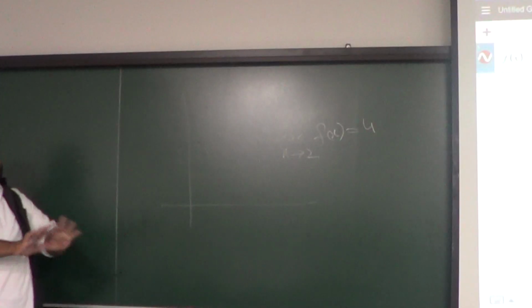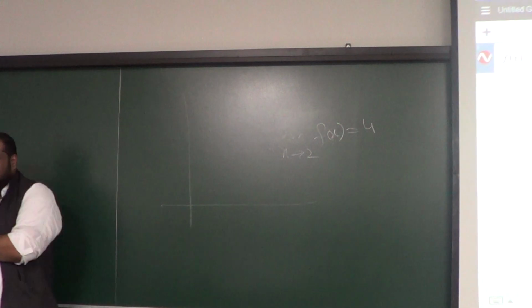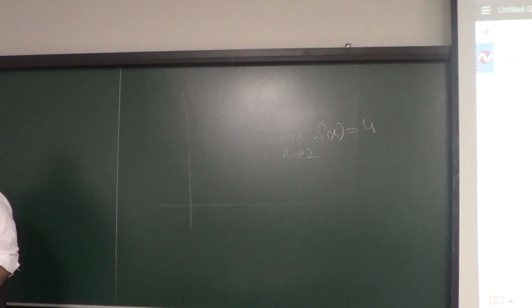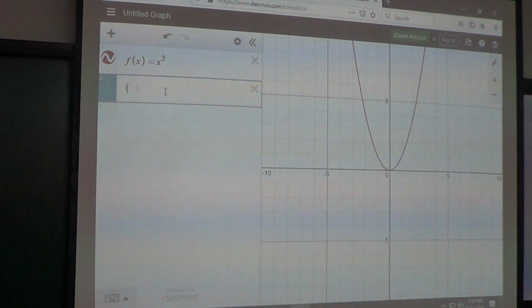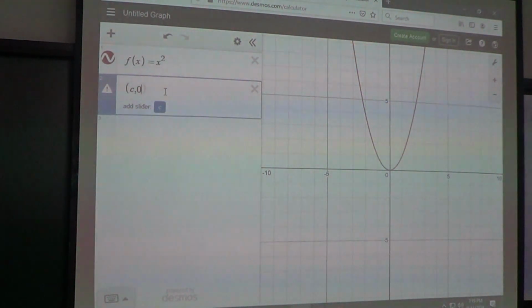So I would like to give the standard notion and then talk in detail about what it means. So I plotted f of x equal to x square. The next thing that I would like to do is plot an arbitrary point on the x-axis. For that, I'm going to take a symbol C. So I know that this is going to be a point on the x-axis.